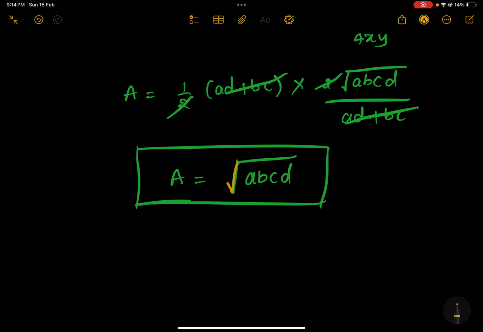So if a quadrilateral can be circumscribed and inscribed in a circle, the area of such a quadrilateral is root abcd, where a, b, c, d are the sides of the quadrilateral.